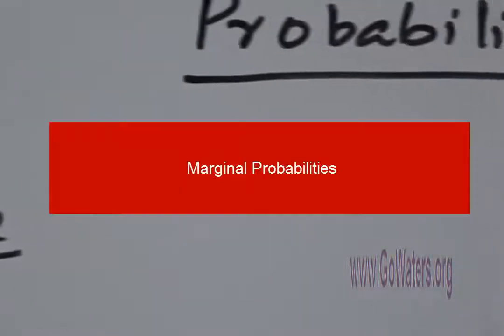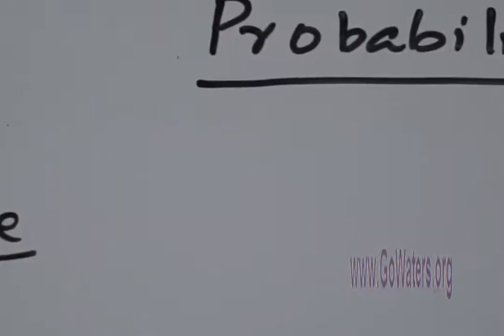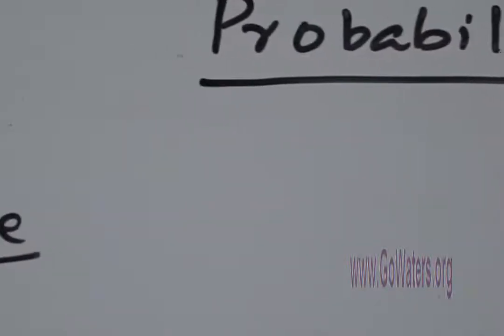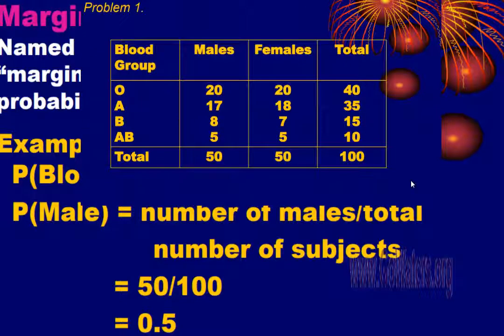Now we call these marginal probabilities, named so because they appear on the margins of a probability table. It is the probability of a single outcome. In example number 1, the probability of male, the probability of blood group A. The probability of male is equal to the number of males divided by the total number of subjects, that means the total number of students. If you look at the table, the number of males is 50 and the total number of students is 100. So the probability of choosing a male is 0.5.